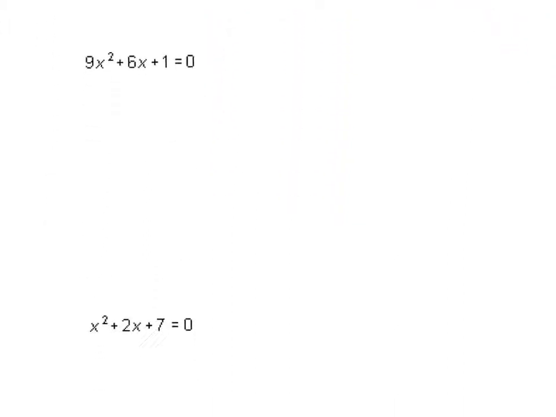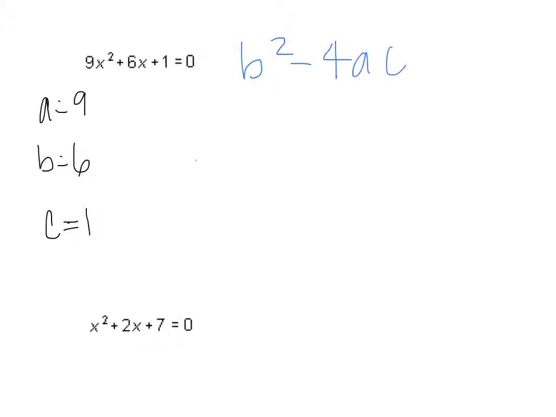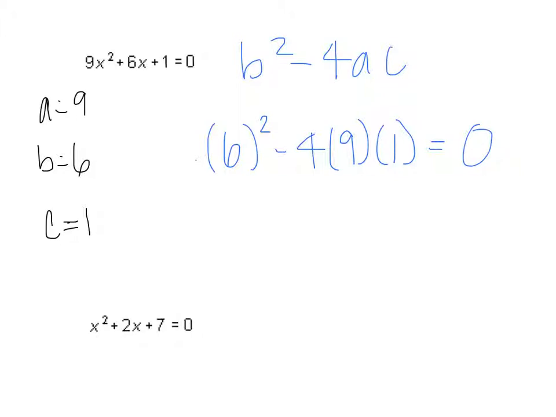So looking at our next one. So A is 9. B is 6, and C is 1. So our discriminant formula again is b squared minus 4ac. So we're going to plug our numbers in, so that's going to be 6 squared minus 4 times 9 times 1. Well, that's going to give us 0 when we put it in the calculator. So since we got 0, that tells us again this has 1 real solution.